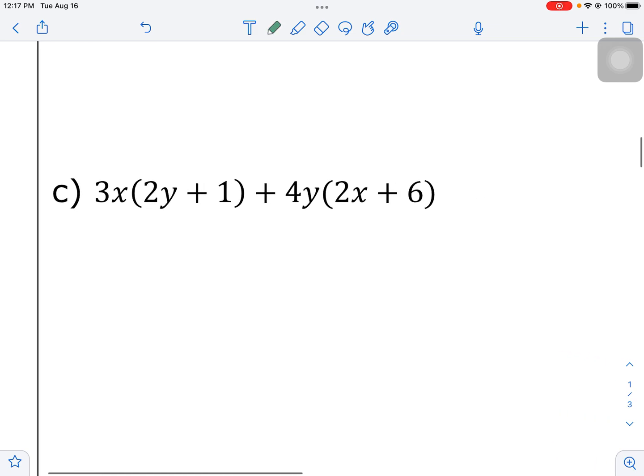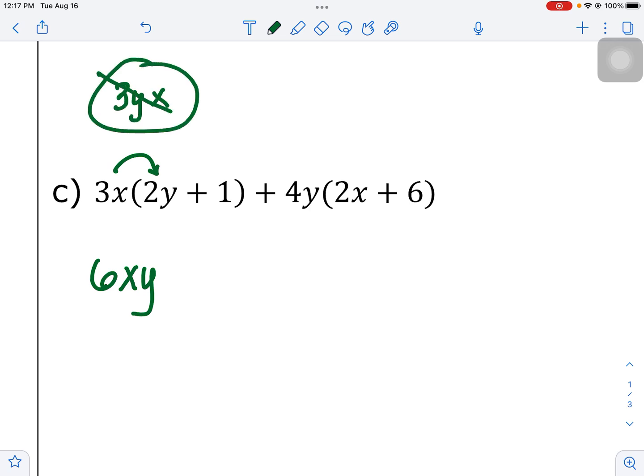Okay, next we're going to distribute. So this times this. So 2 times 3 is 6, then it's x, y. X always goes in front of y because of alphabetical order. We will not do 3yx. That is not going to happen because it's not in alphabetical order, and that's not correct. Then I'm going to take 3x and I'm going to multiply it by 1. 3 times 1 is a positive 3 with an x after it.